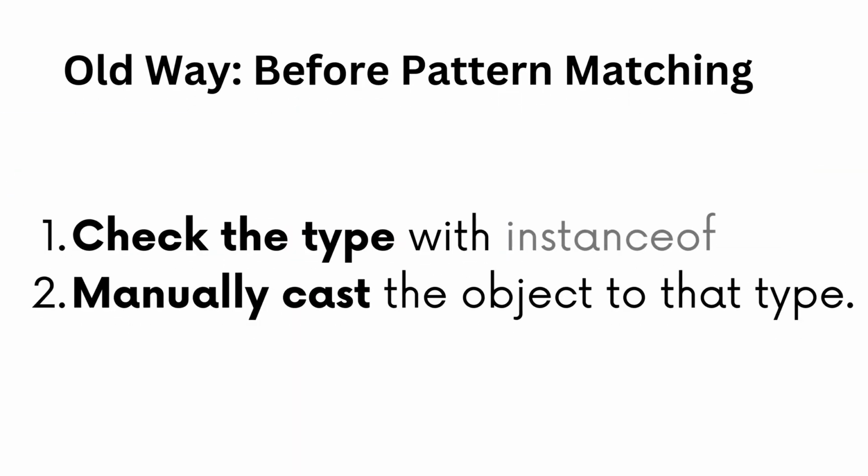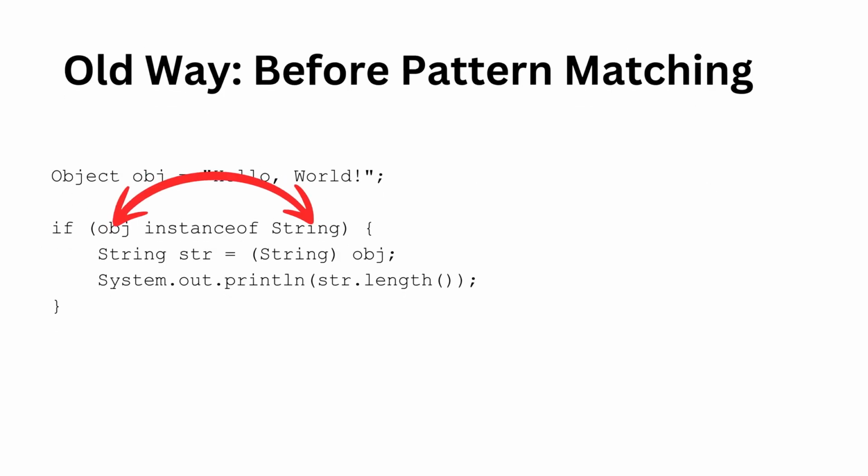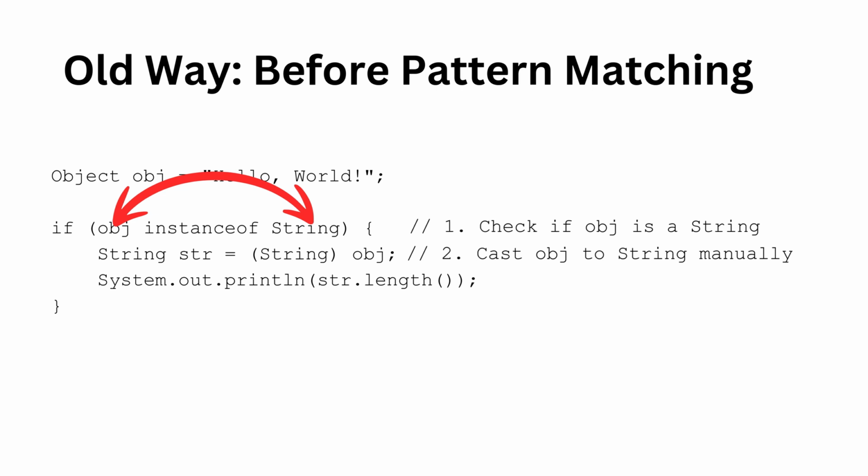In Java, before pattern matching for instanceof, when you wanted to check if an object was of a certain type, like a String, you had to do two things. First, check the type with instanceof, and second, manually cast the object to that type. Here's what the code looked like before Java 16. In this example, first we check if obj is an instance of String using instanceof. If it is, we then cast the object to the String. This part can be repetitive and clunky. After casting, you can finally use it as a String, like str.length.